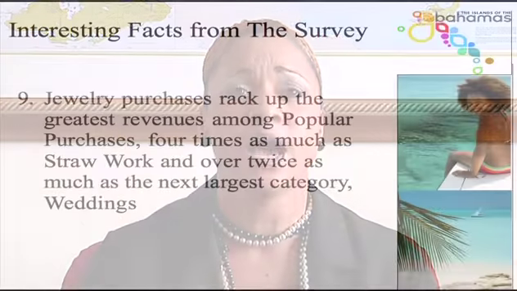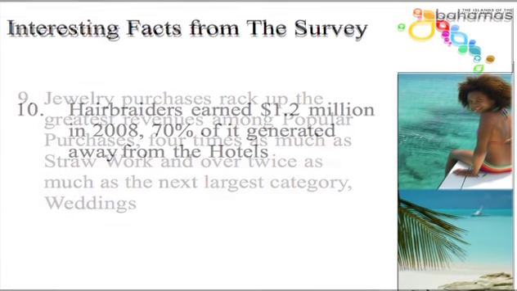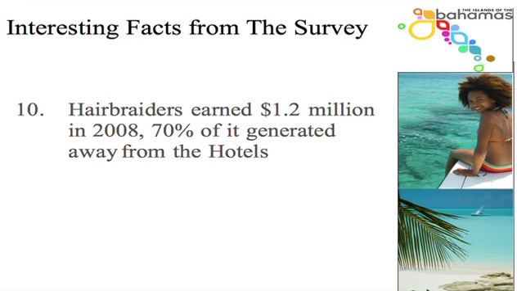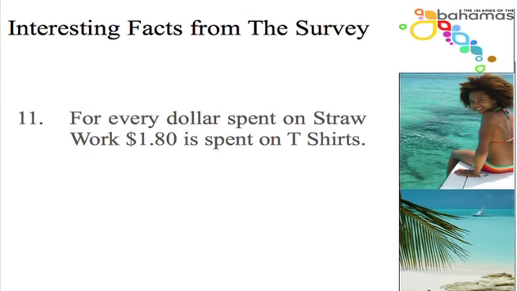Number 8, stopover parties spend about $256 per night of stay on activities such as scuba diving, snorkeling, and touring. Number 9, jewelry purchases rack up the greatest revenue among popular purchases, 4 times as much as straw work and over twice as much as the next largest category, weddings. Number 10, hair braiders earned $1.2 million in 2008, 70% of it generated away from the hotels. Number 11, for every dollar spent on straw work, $1.80 is spent on t-shirts.